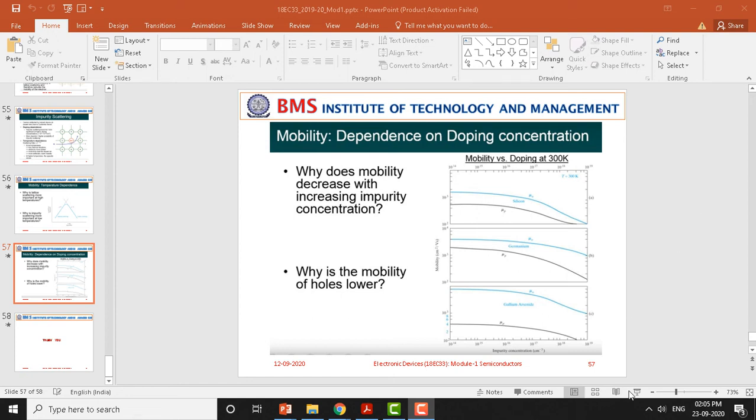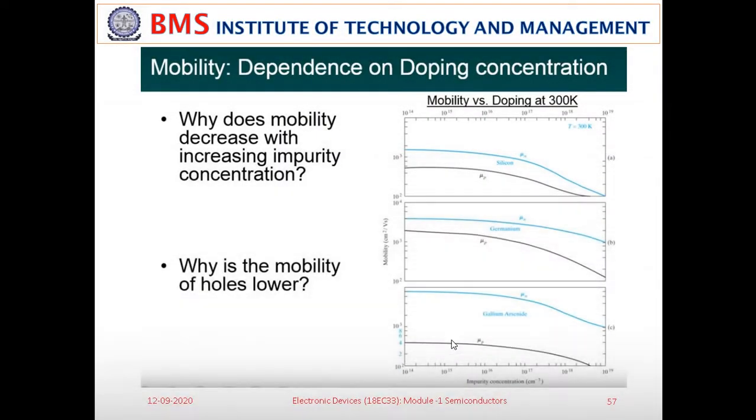Okay. So, if you look at this graph, as we have told, the y axis is mobility, and the x axis is impurity concentration. The scale starts with 10 to the power of 14 per cubic centimeter all the way up to 10 to the power of 19 per cubic centimeter. The bottom plot shows gallium arsenide.